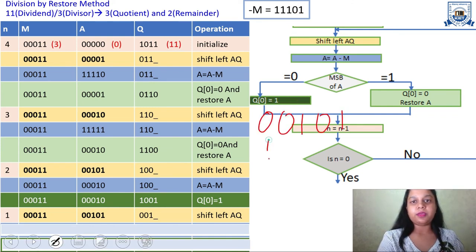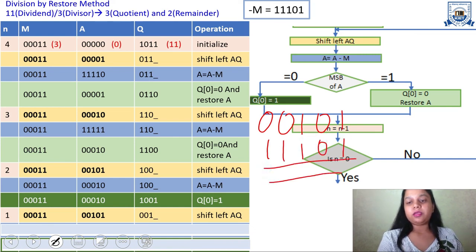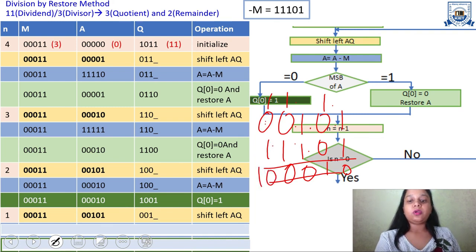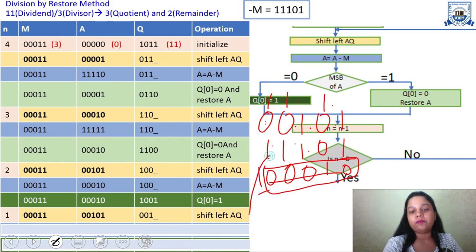A is 00101 and M is 11101. So let's add this. 1 plus 1 is 2, that is 10. 1 plus 0 is 1, 1 plus 0 is 1, so 1 will be placed here. 1 plus 1 is 2, so 0 will be placed here and carry will be written here. 1 plus 0 is 1, 1 plus 1 is 2, 0 will be written here, 1 will be written here. 1 plus 0 is 1, 1 plus 1 is 2, it will be 100010. Now because it is a 5-bit register, we need to use only these 5 bits and this one will be omitted.